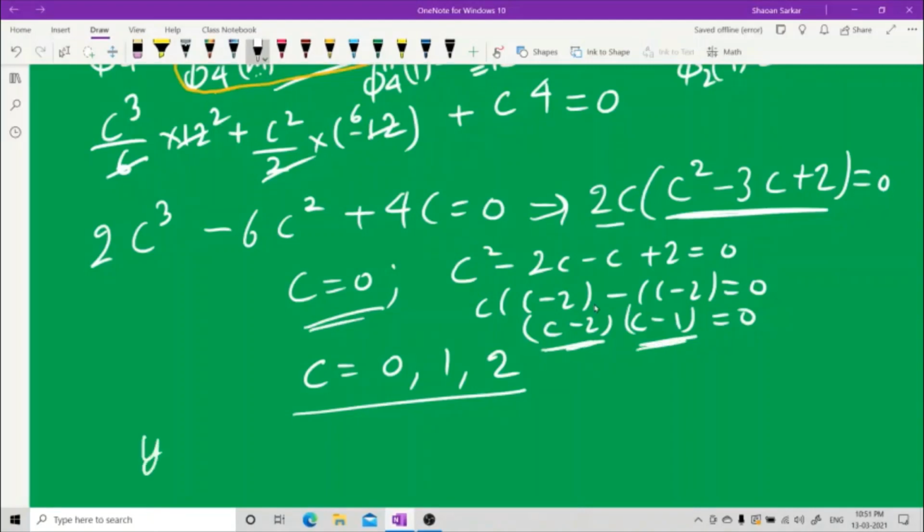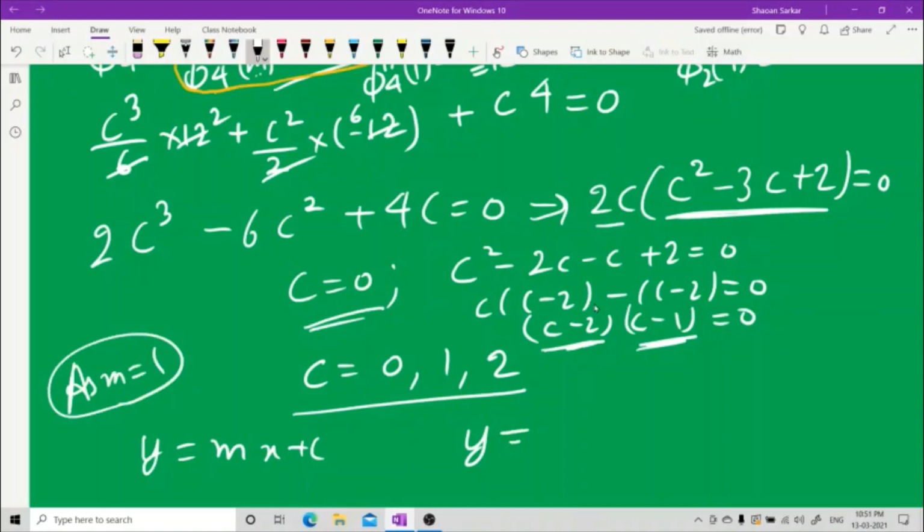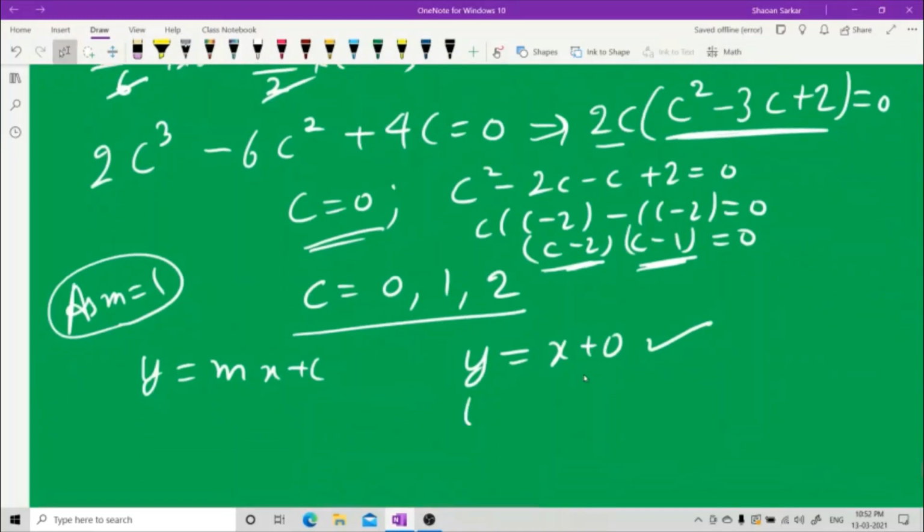So y equal to mx plus c. What is m? M is 1. Since m is 1, y equal to x plus 0. This is the first oblique asymptote. This is the second one, this is the third one, and this is the fourth one.